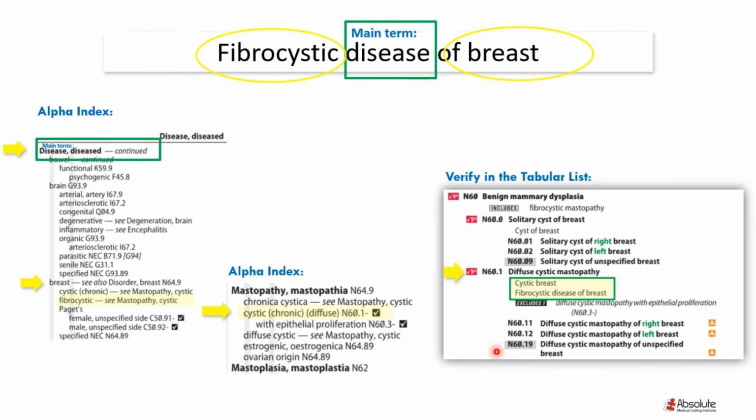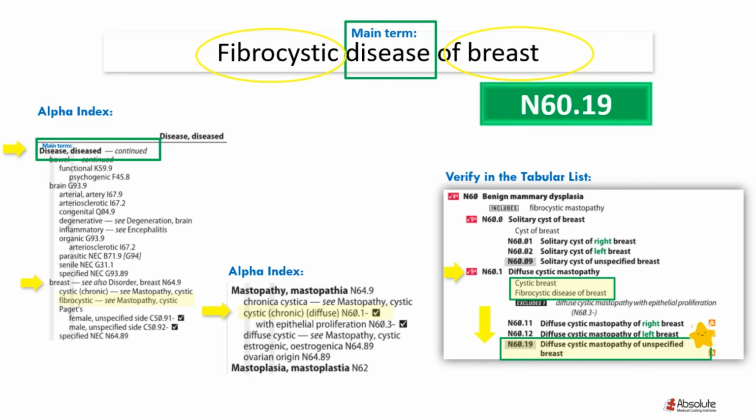So N60.19. That is our answer. And if you said N60.19, outstanding. Or coders, if you learned something, that is priceless. All right, we have another diagnosis.